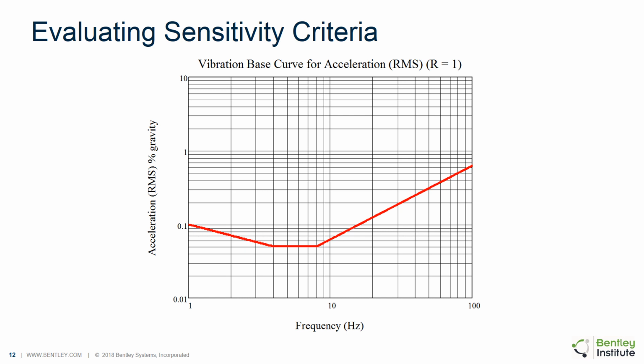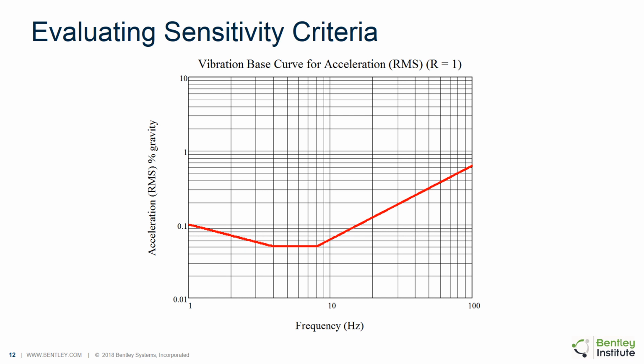Okay, now that we understand how to calculate an acceleration for a resonant response and a velocity for an impulsive response, let's take a look now at how we determine whether those values are within acceptable limits. So we need some sort of criteria to compare those calculated values against.